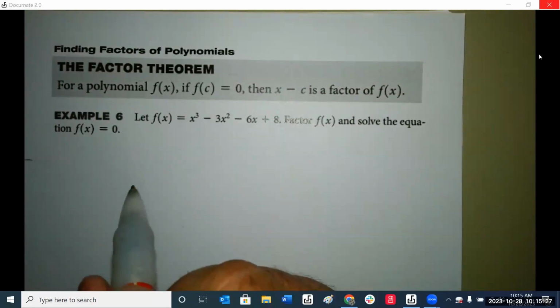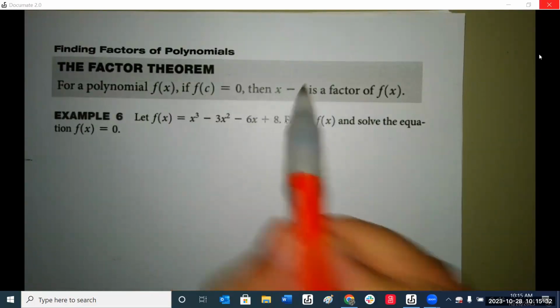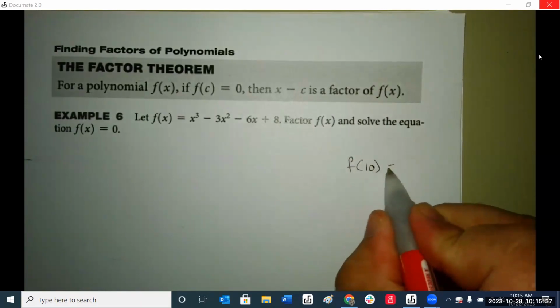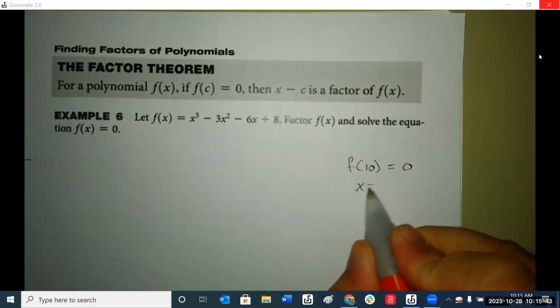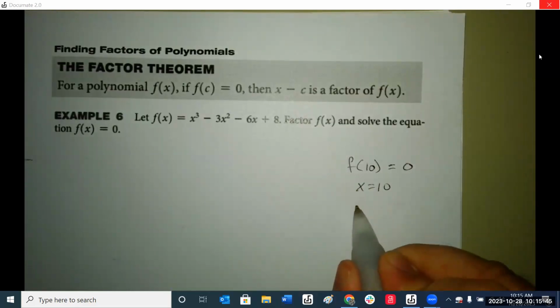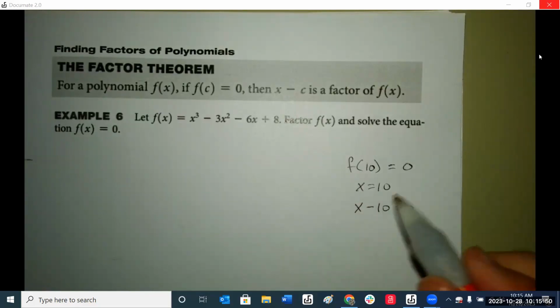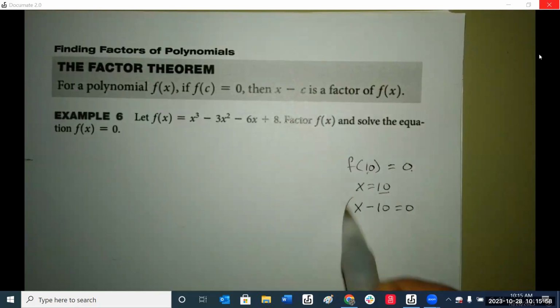The factor theorem. This is the last one we're going to talk about. For the polynomial f of x, if f of c equals 0, then x minus c is a factor. Like we had f of 10. If that equals 0, that's our x value, x equals 10. Subtract it, we get x minus 10 equals 0. If we set it equal to 0 and solve for x, so if this is true, that means that's a zero. That means this is a factor of f of x.